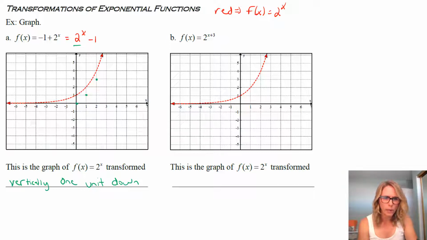We have negative 1, 1/2, so we'll move it down. Again, we're not so worried about what the actual points are, it's just that we're taking every point and moving it down 1. It's still going to have the same shape. That's what's really important about transformations, is just remembering that we have the same shape.